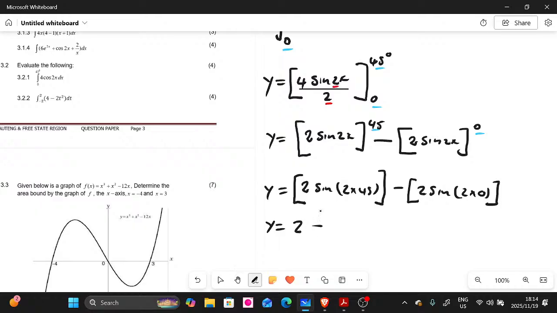And then minus, and then we have 2 sine 0. Instead of 90, now we have 0, because 2 multiplied by 0 is 0. That's going to give us 0. So our final answer, guys, it's 0.